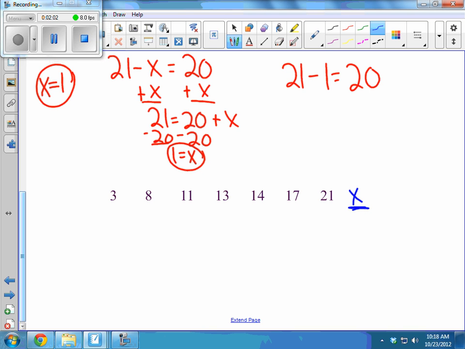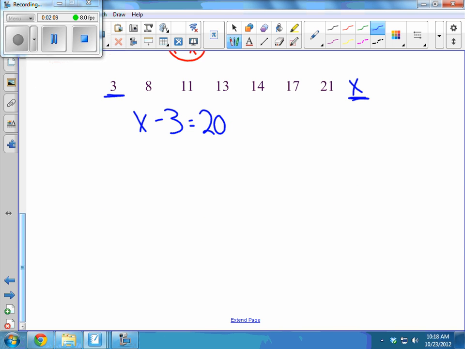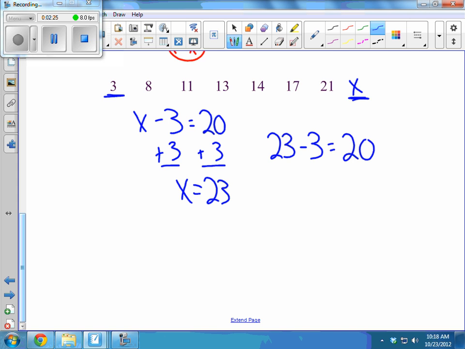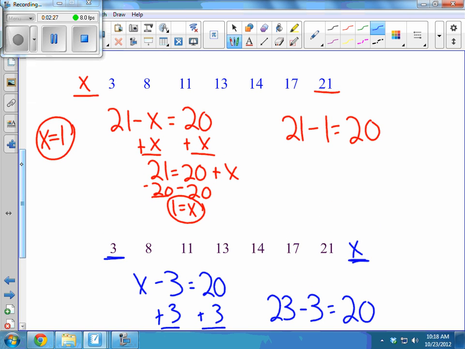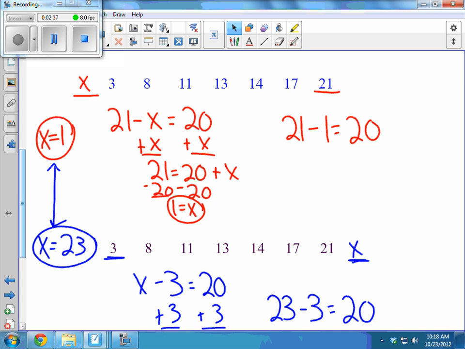So I'm going to set up that scenario. My greatest value of x, take away 3, is worth 20. So now to solve for x, I'm simply just going to add 3 to both sides, and that gives me a possibility of x being 23. And that also works because, again, my greatest value of 23, take away my lower value of 3, gives me 20. So in this particular problem, I have two answers. I could have that x is 1, or I could also have the possibility that x is 23. And that is how you find the missing value when working with range.